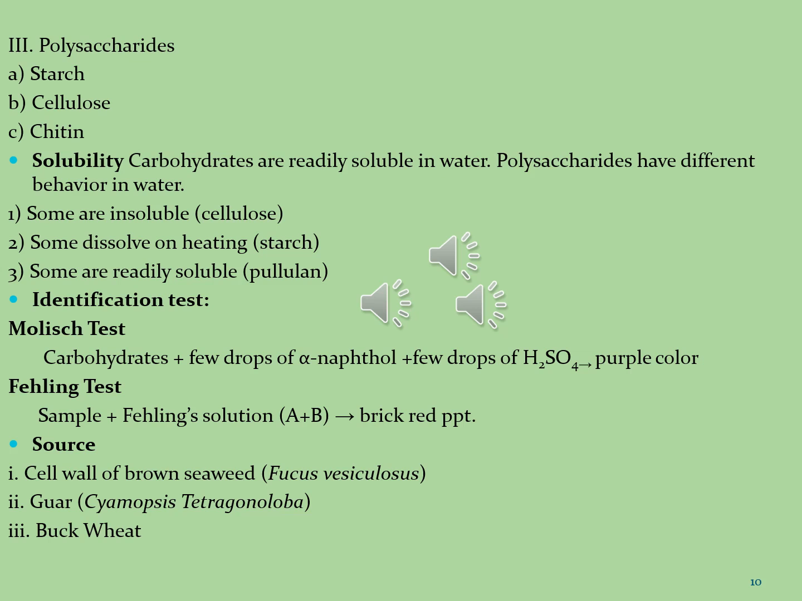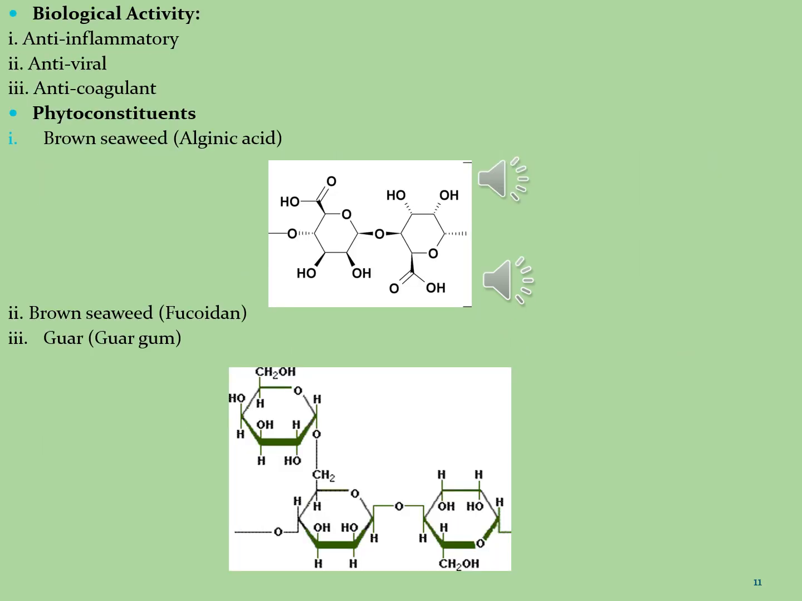Now we discuss some important and very common sources from which the carbohydrates are extracted, and those sources are the cell wall of brown seaweed, guar, and buckwheat. Carbohydrates are biologically active. You can see over here the activity of some important carbohydrates, which work as anti-inflammatory, antiviral, and anticoagulant agents. Now we discuss some important phytoconstituents that are present in the category of carbohydrates.